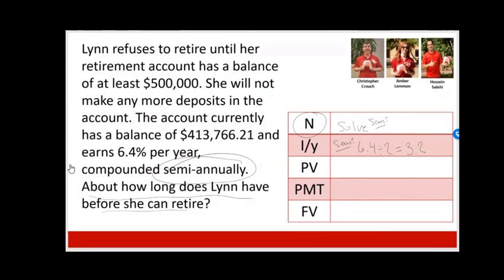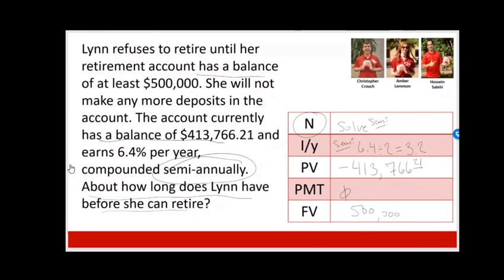The second step would be to figure out the present value. She has a balance already of $413,000 and change. So we know that's our present value. But since it's an investment, it needs to be negative because the money isn't available right now. She will not make any more deposits in the account, so there aren't any more payments, so payment will be 0. And lastly, she won't retire until her account has a balance of at least $500,000, so that's going to be our future value, positive $500,000.